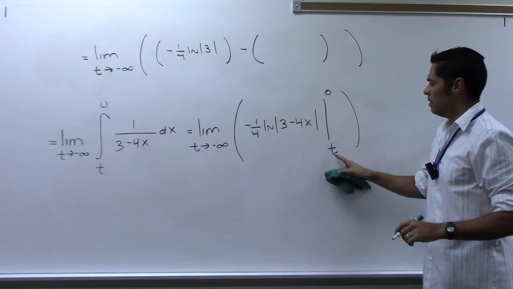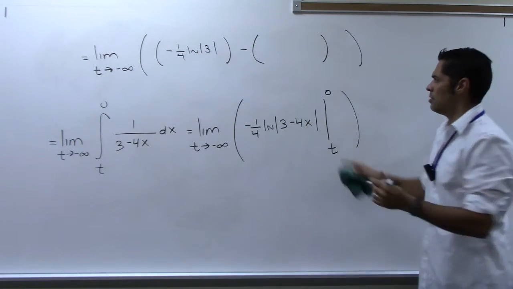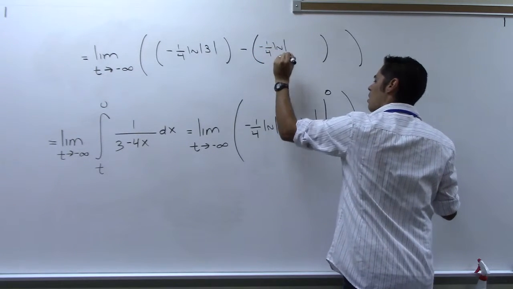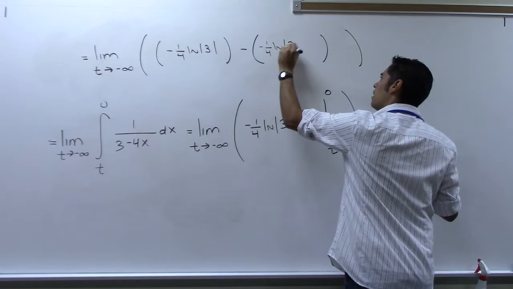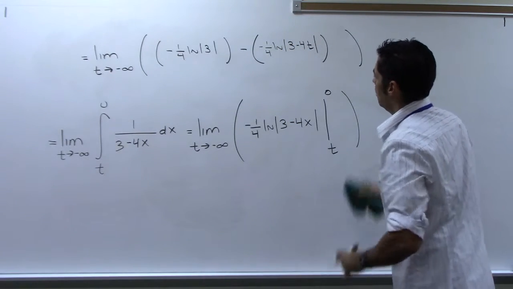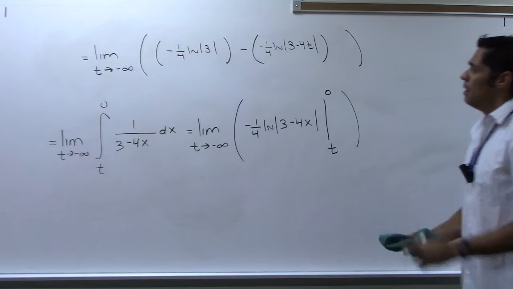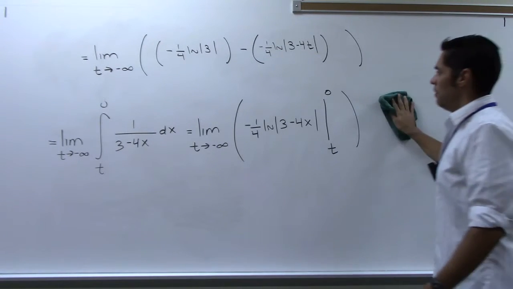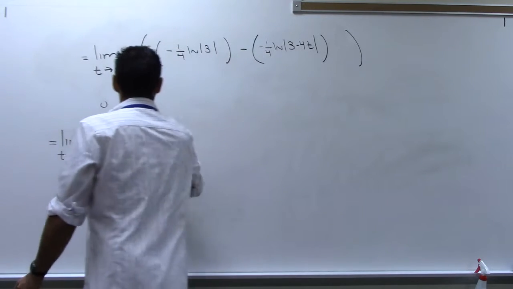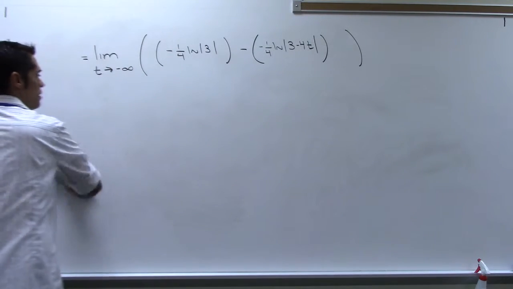Then I plug in t. So t goes in here. I just rewrite the whole thing. Negative 1/4 natural log of 3 minus 4t. All right, that's this t in here. And then at the end, I let t go to infinity, or negative infinity. So we have to pay attention to the signs here, make sure all this works out.